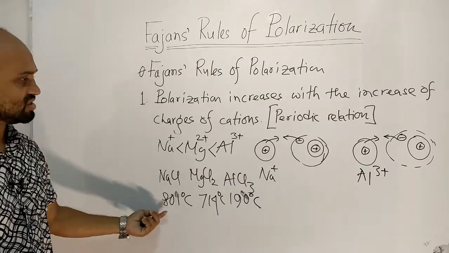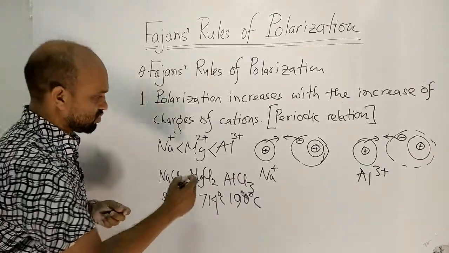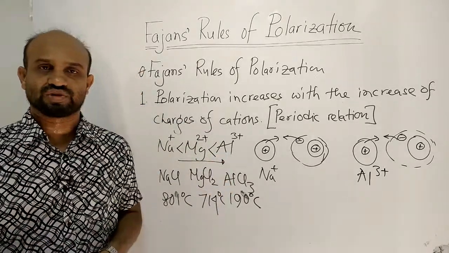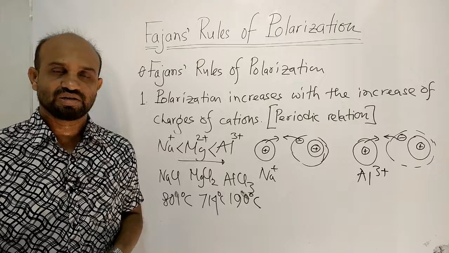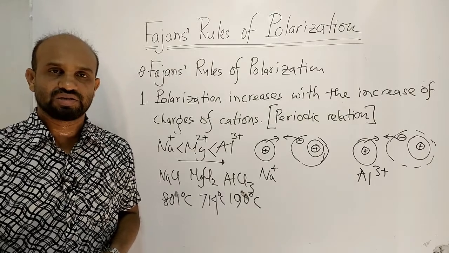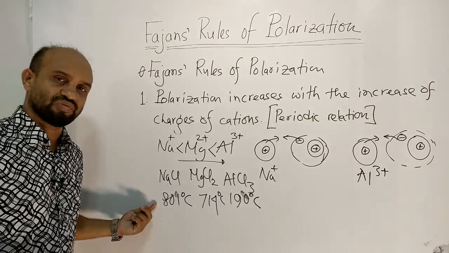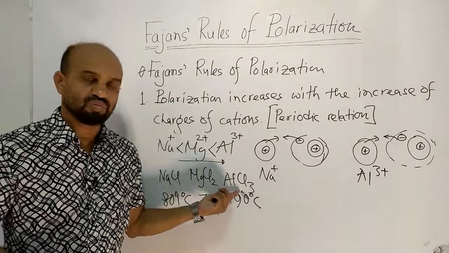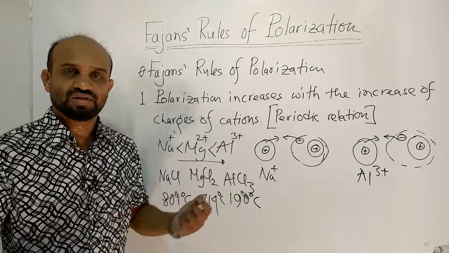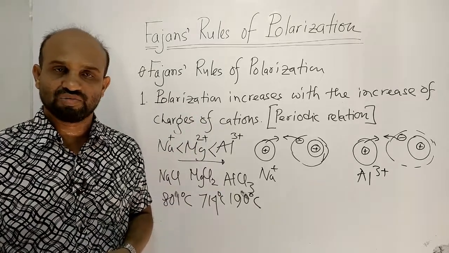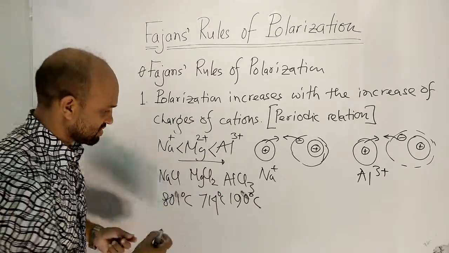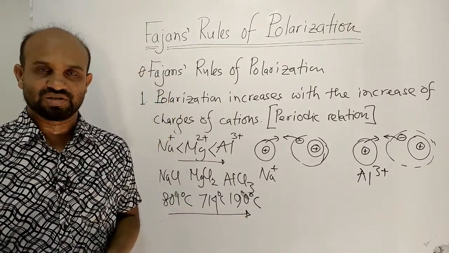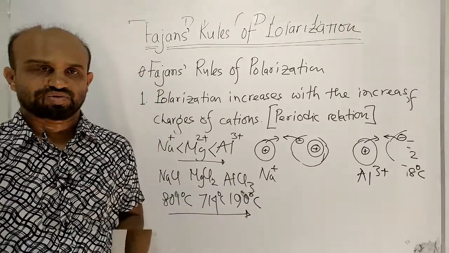This is the first rule. That means polarization increases with the increase of cationic charges, and it is explained with the help of melting point. That means the more the polarization, the more the covalent in nature and the less the melting point. Now let's see the second rule.